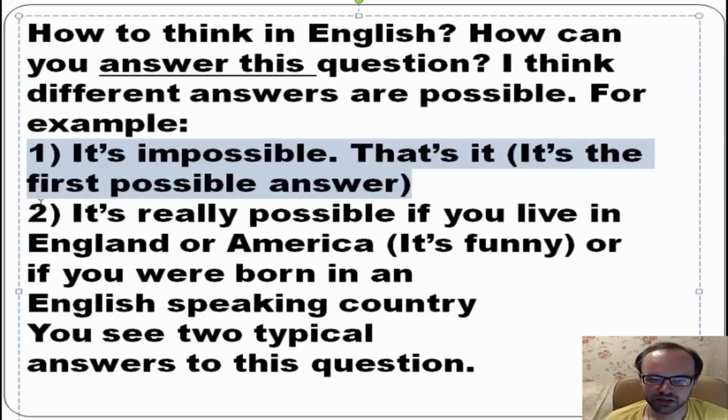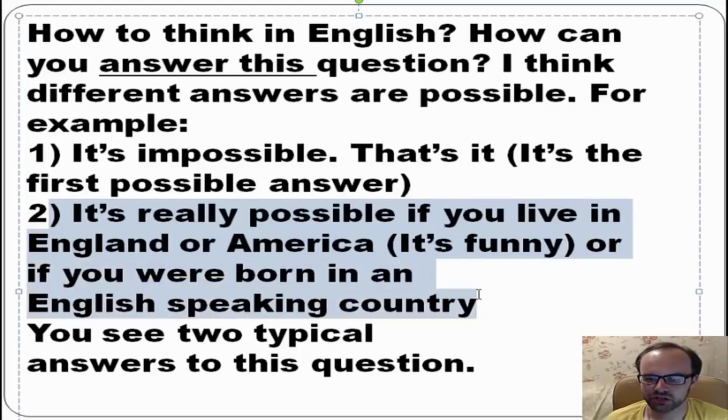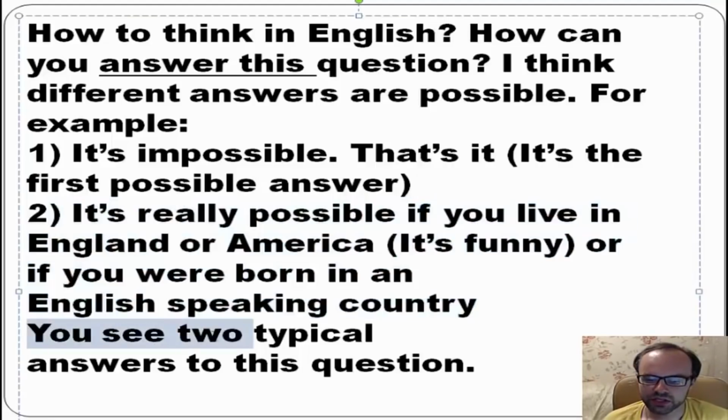And the second answer, it's really possible if you live in England or America. It's funny. Or if you were born in an English-speaking country, so you can do it. So if you live for a long time in England, America, Australia, or another English-speaking country, or if you were born there, if you lived there when you were a child. And you see two typical answers to this question.